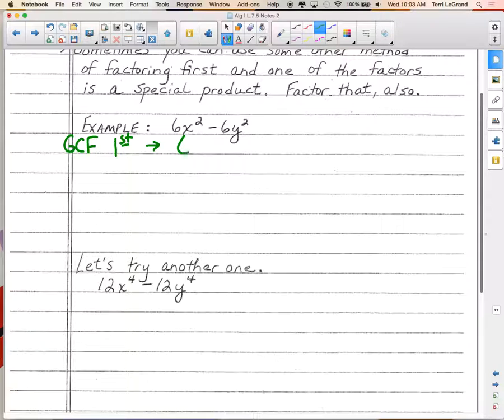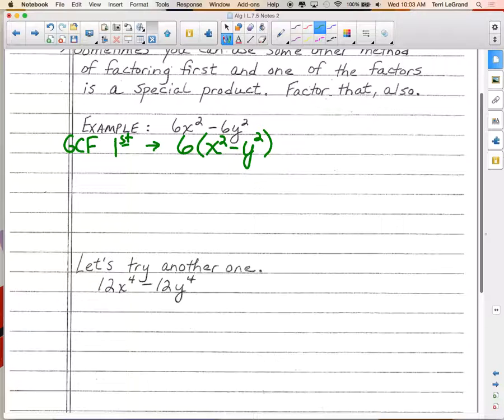6. Can we take any variable parts out? No, one has x's, the other has y's. So what's the other factor then? 6 is a factor and 1. Divide it out now. 6x squared divided by 6 is x squared. 6y squared divided by 6 is y squared.